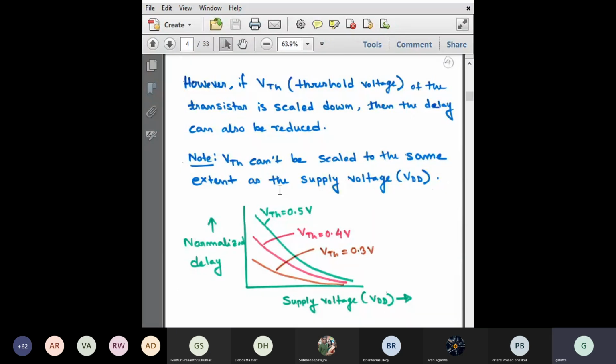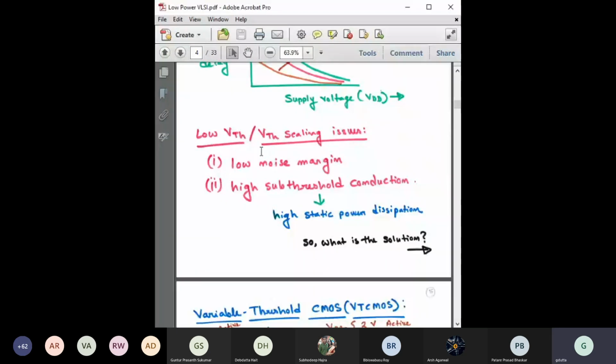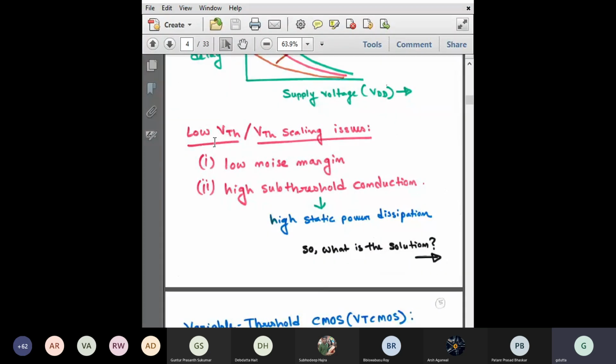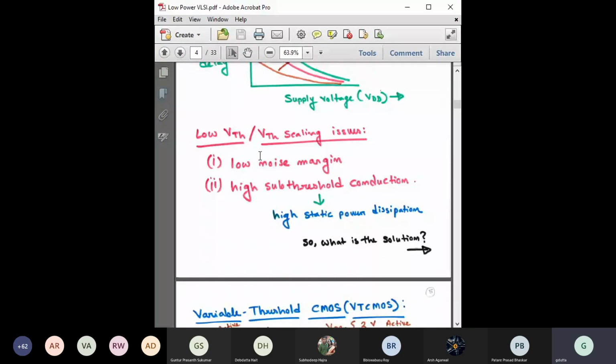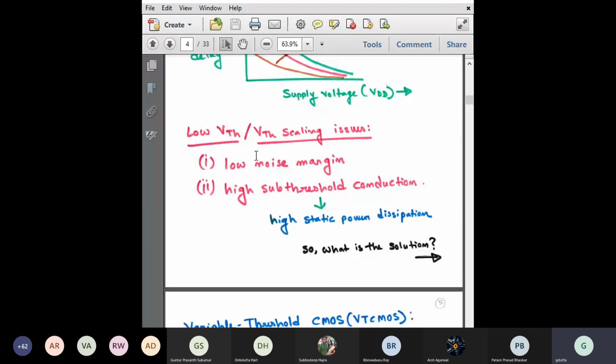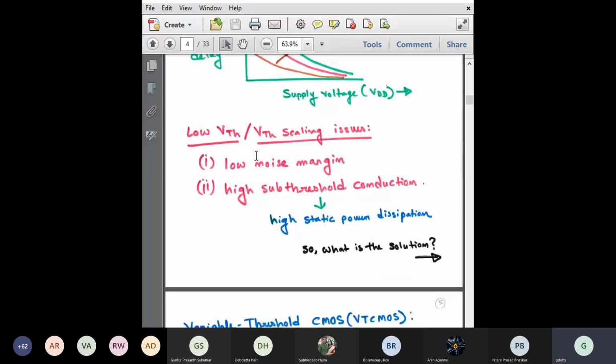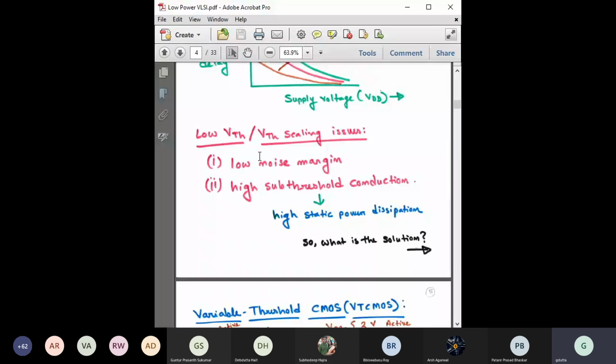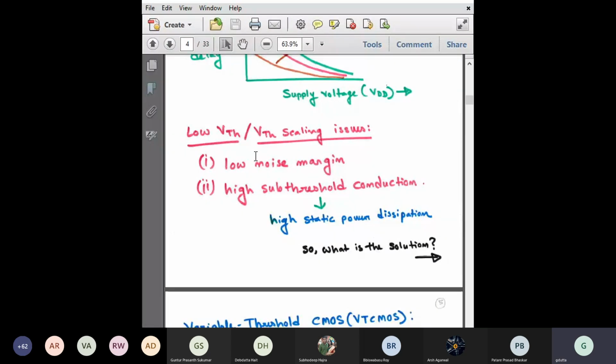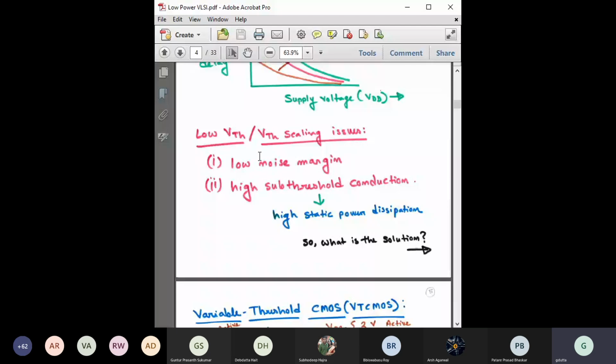Let us discuss why it cannot be done. If you scale down the threshold voltage to an extreme level, then what will happen to the noise margin? Please think about the noise margin of a CMOS. If you reduce the threshold voltage, the noise margin low as well as the noise margin high, both will reduce, right? So noise margin can actually impact the performance, because then the device will be more vulnerable to the surrounding or ambient noise.